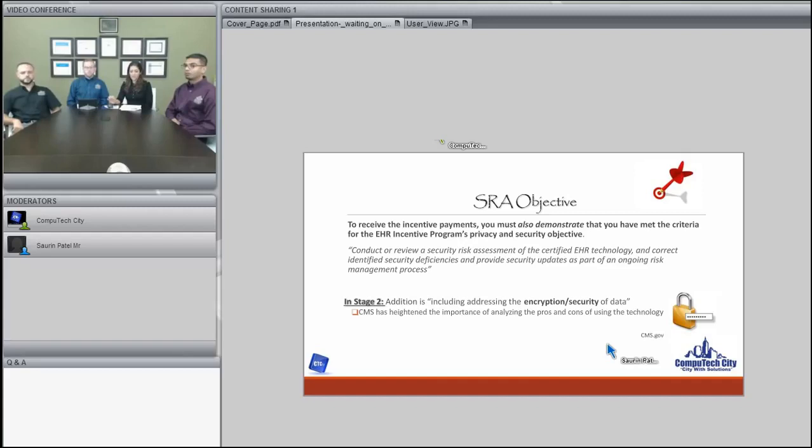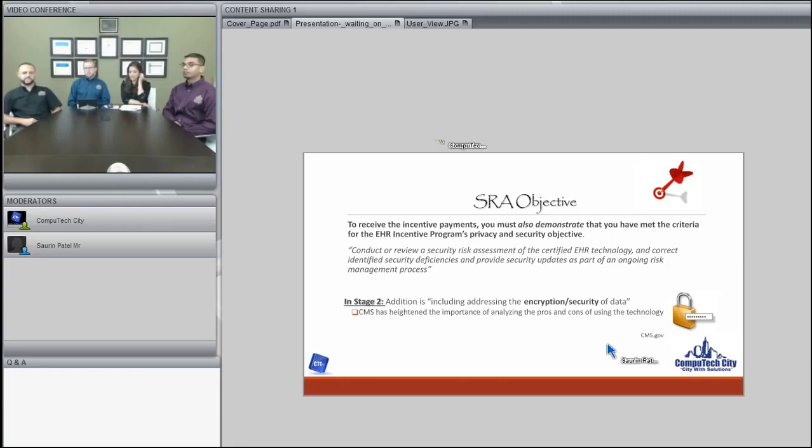which is including and addressing the encryption/security of data. And again, CMS, by putting in encryption/security, they're kind of making it very important to analyze the pros and cons of using an EHR. So now you don't only have to use it to improve quality of care, but you have to keep in mind all the security safeguards and the things that might be compromised as a result.